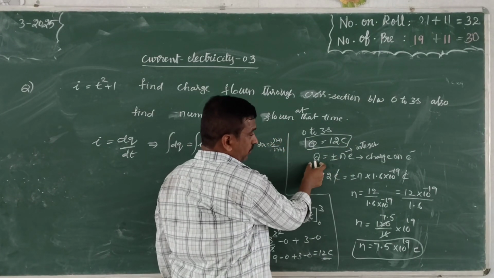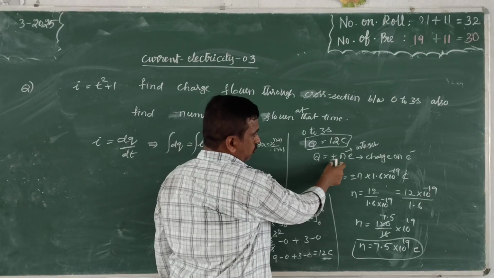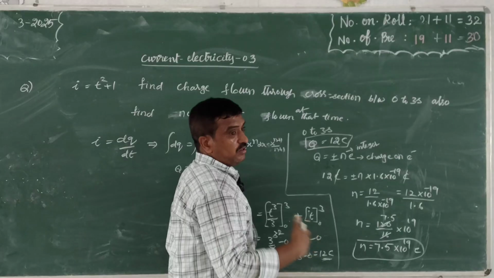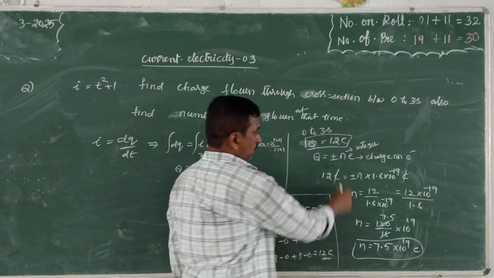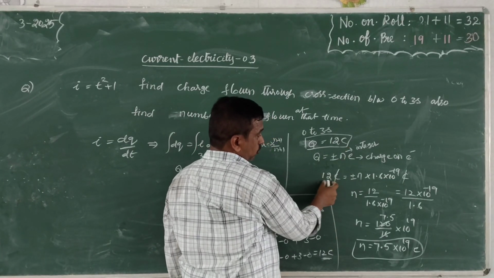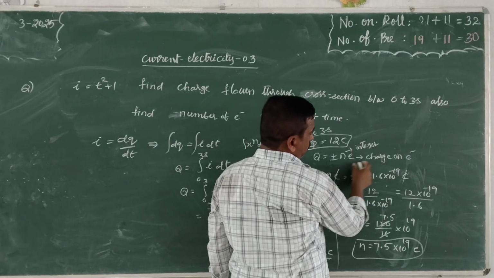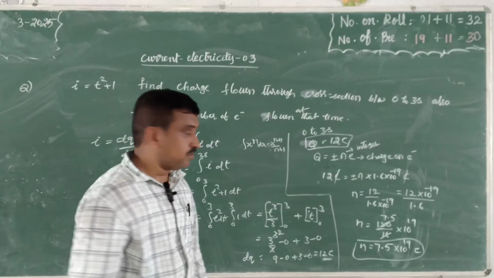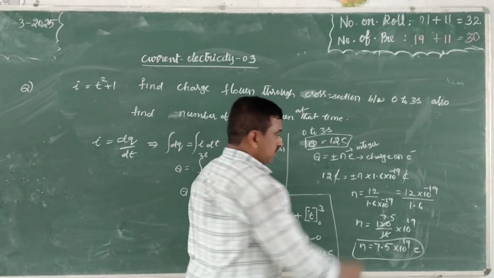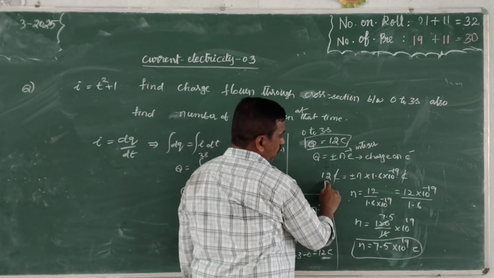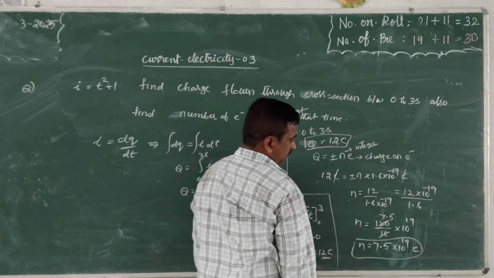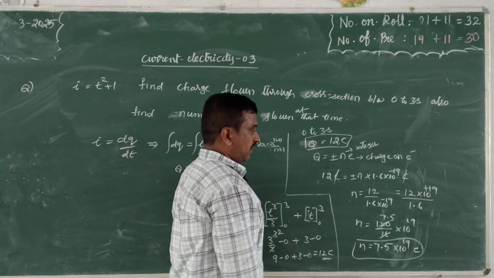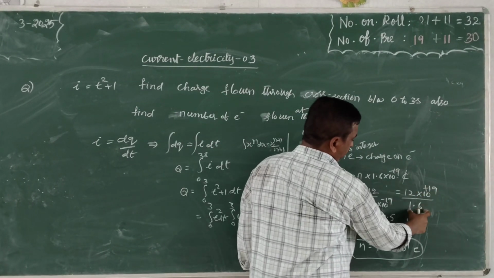Charge equal to plus or minus Ne. This is the formula: total charge equal to plus or minus Ne, where N is an integer and e is the charge on the electron. The total charge is 12 coulombs equal to plus or minus N into 1.6 into 10 power minus 19 coulombs. The coulomb cancels, so N equal to 12 by 1.6 into 10 power minus 19. The 19 changes to the numerator as plus 19, so 12 into 10 power 19 by 1.6.